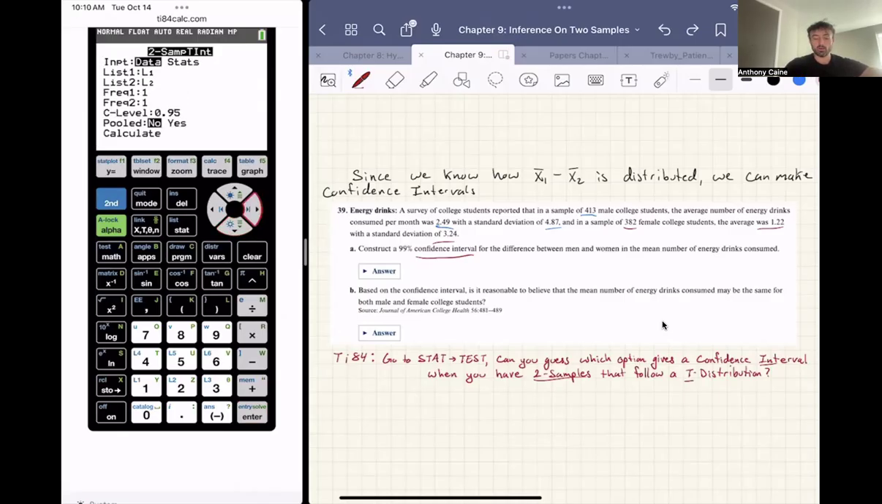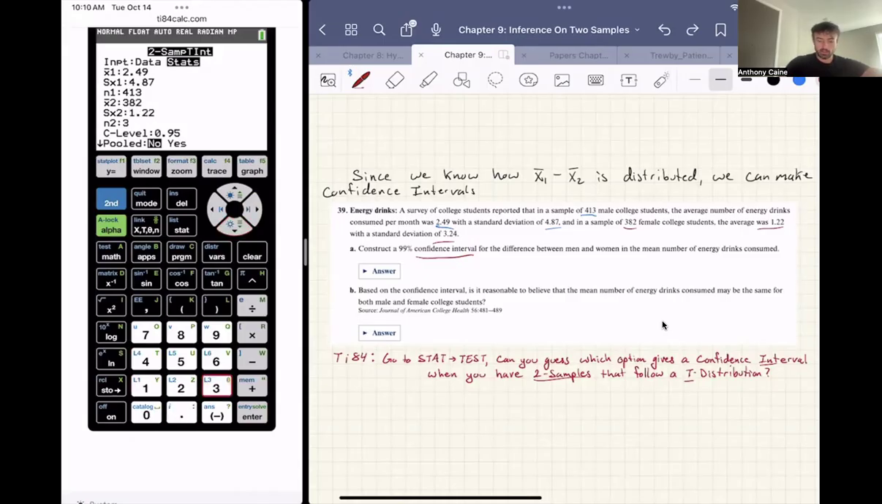Okay, we're going to use data. No, we're going to use stats. It's these energy drink stats. So the mean for the boys was 2.49. The standard deviation was 4.87. The sample size was 413. Okay. Mean for the women, 382. Standard deviation 1.22. Sample size.